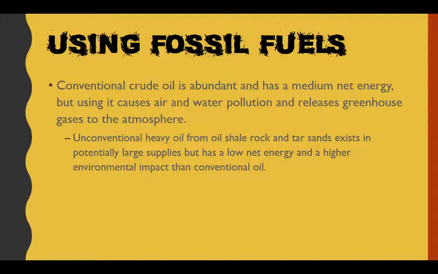Now, conventional crude oil is abundant. There's a fair amount of it, and it has a medium net energy. But the biggest drawback with fossil fuels like crude oil is that it has a lot of pollution side effects, causes air and water pollution, and at the same time releases greenhouse gases into the atmosphere, which cause climate change. Now, unconventional heavy oil from oil shale rock and tar sands exists in potentially larger supplies across the planet, but has a much lower net energy and a much higher environmental impact than conventional oil.